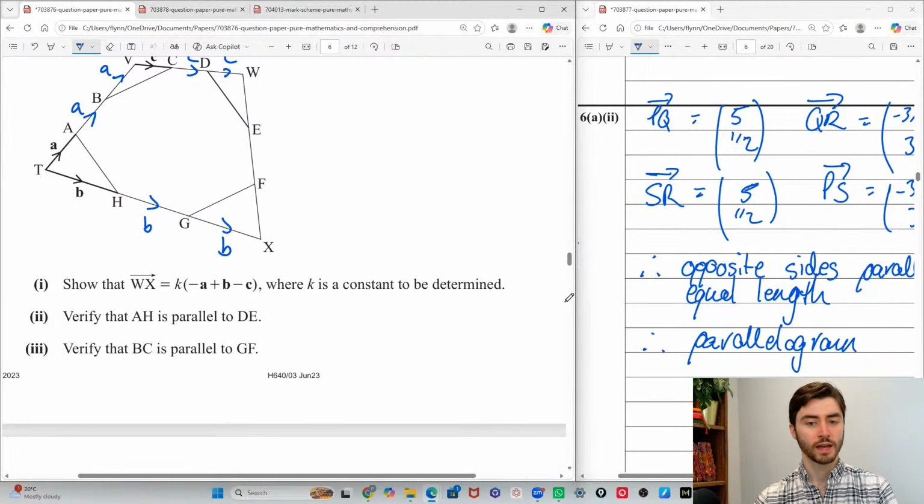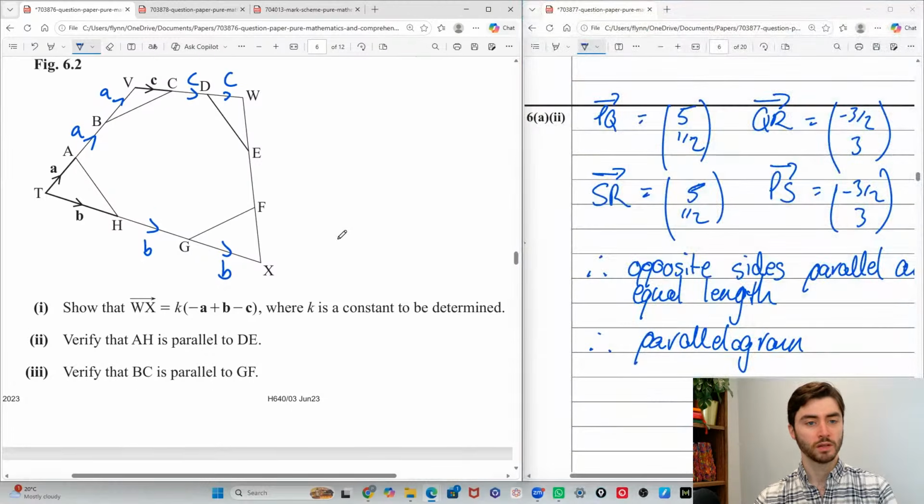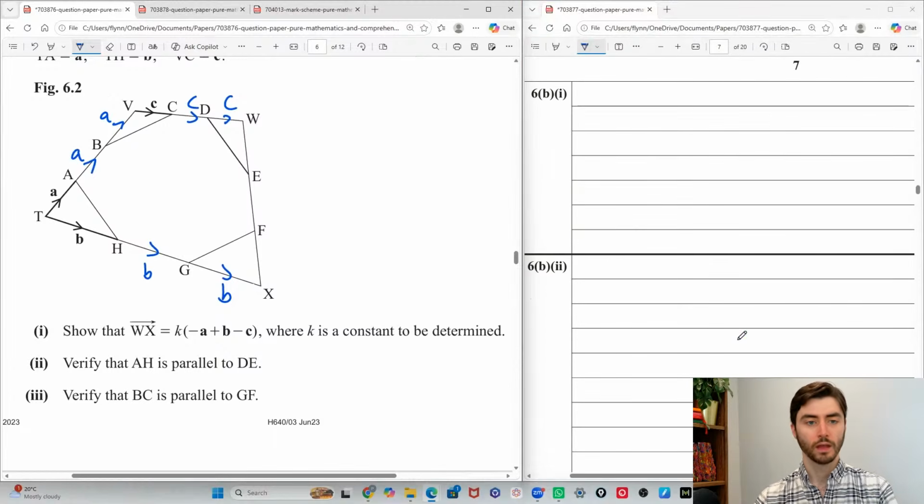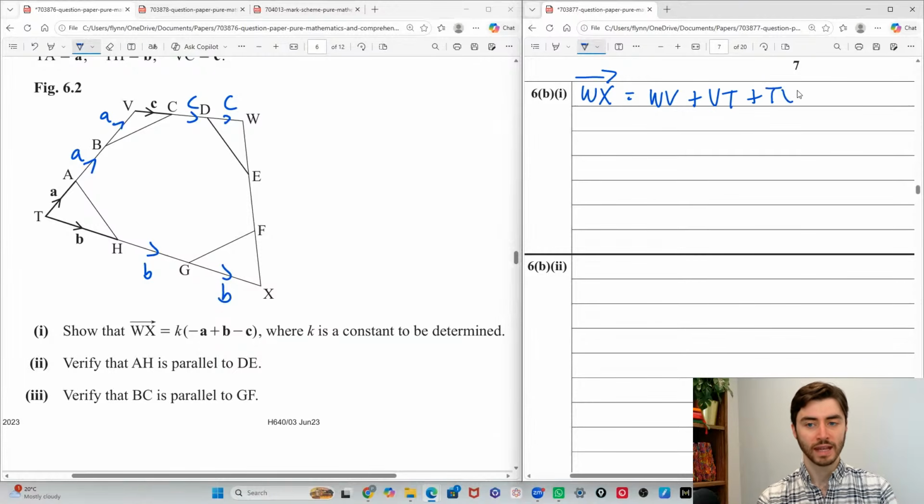Okay, so let's work on what WX is. What I do with vectors is I always draw a good clear path before I do anything else. So that would be WV and then VT and then TX along vectors that I know. So WV is minus 3C, VT is minus 3A, and TX is plus 3B. So that's equal to 3 into minus A plus B minus C as required.